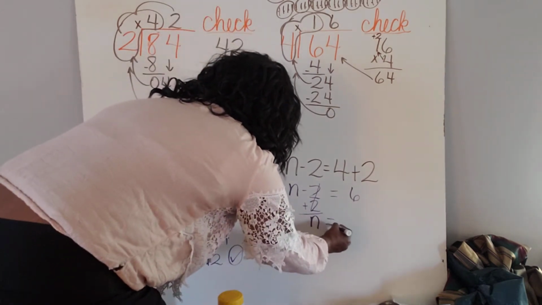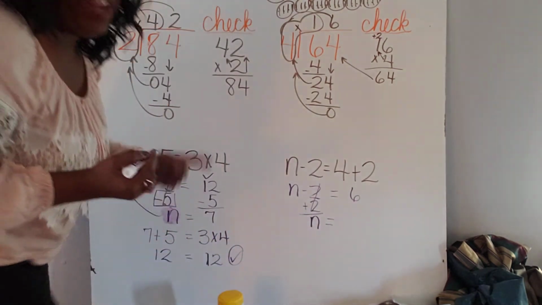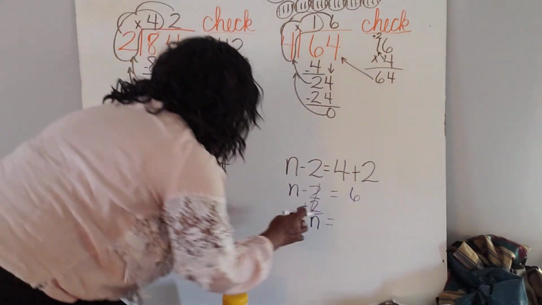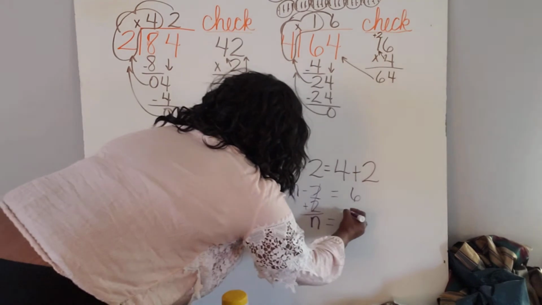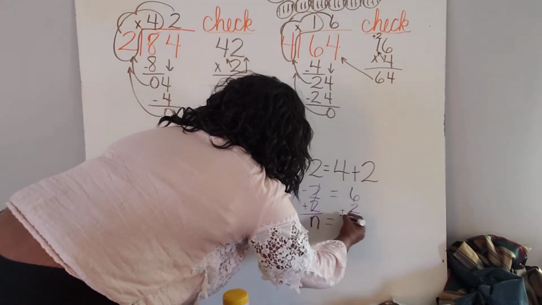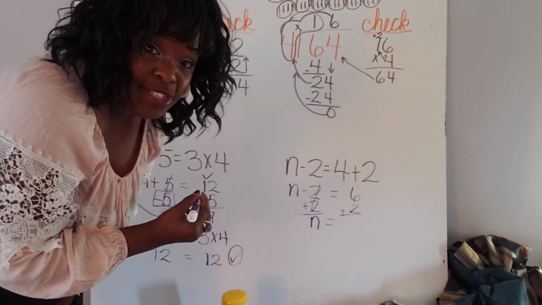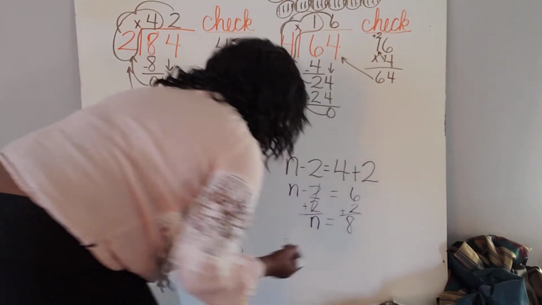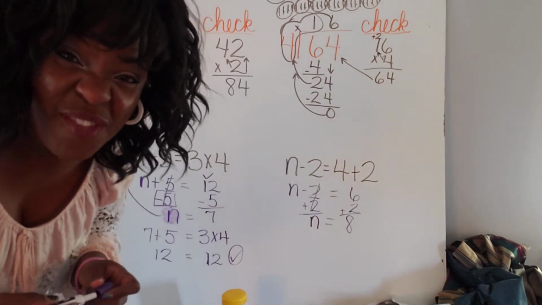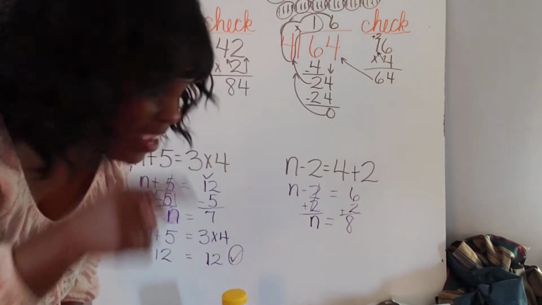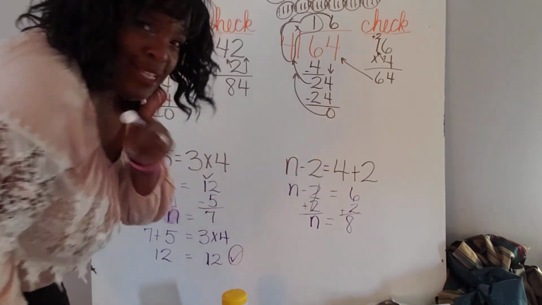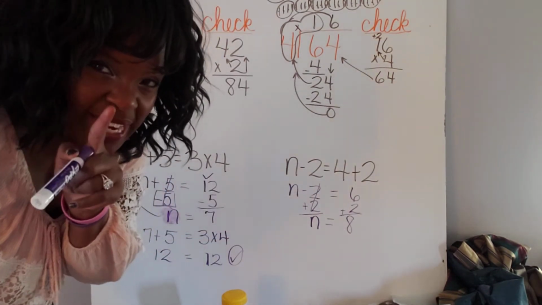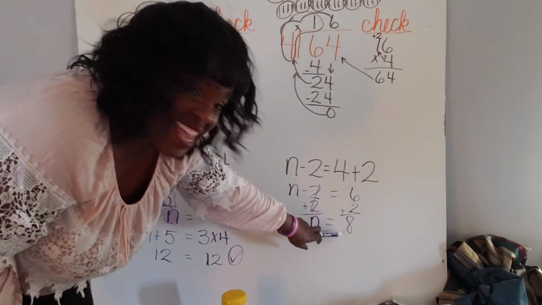Bring down your equals, and then remember, what I do to one side, I have to do to the other. So if I added 2 here, I have to add 2 over to this side. 6 plus 2 equals 8. Oh, I think we just figured out our secret number. We cracked the code. So n, supposedly, really all this whole time it was tricking us, it really was 8.